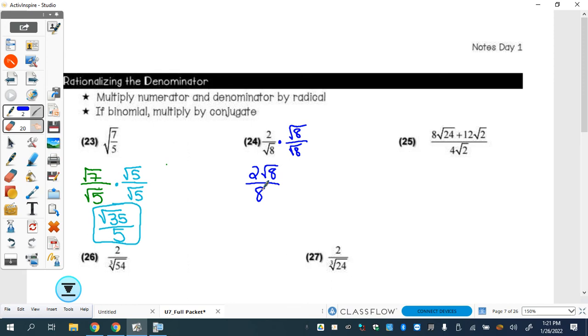So then what's our perfect square that comes out of 8? 4. So I get 4 radical 2 in my numerator. Can I reduce the 4 and the 8 now? Yep. So radical 2 over 2.